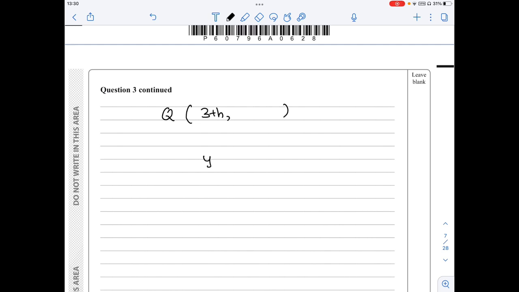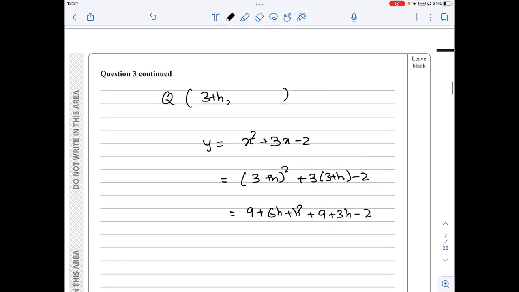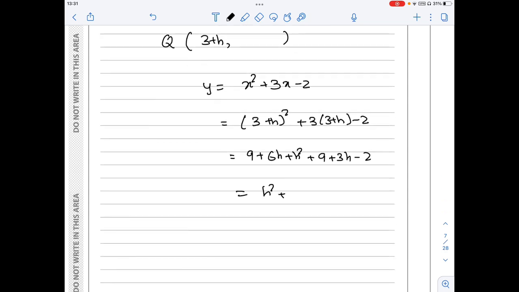So what is the y value? Use y equals x² plus 3x minus 2. Substitute over here, it becomes (3 plus h)² plus 3 times (3 plus h) minus 2, which is 9 plus 6h plus h² plus 9 plus 3h minus 2. So what does that become? h² plus 9h, then 9 plus 9 is 18, 18 minus 2 is 16. So h² plus 9h plus 16.